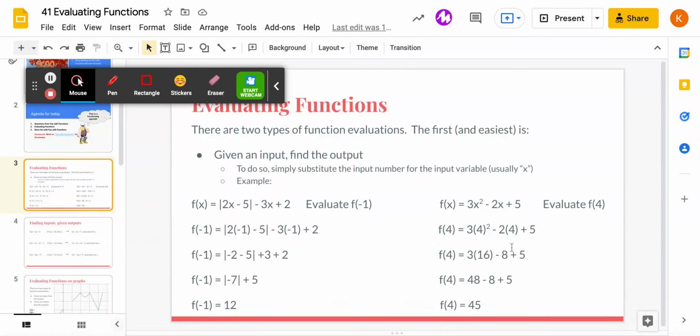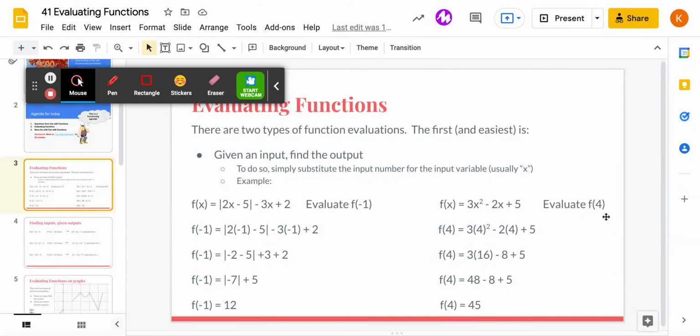Order of operations is crucial here. If I square 4, I get 16, and I evaluated a little further to get 48 minus 4 plus 5. Order of operations tells me to work left to right. 48 minus 8 is 40, plus 5 is 45. So f of 4 equals 45. That means if the input is 4 for this particular function, the output is going to be 45. That's a basic way of evaluating a function.